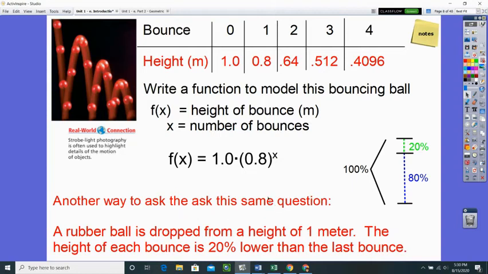We could have asked this same exact question a different way. Same question, but a rubber ball is dropped from a height of 1 meter, and the height of each bounce is 20% lower than the last bounce. That is the exact same question. This time, they're giving you what was lost rather than what was left. So your decay factor is still 0.8. It's still bouncing 80% of where it was. And that would give you that same function rule.